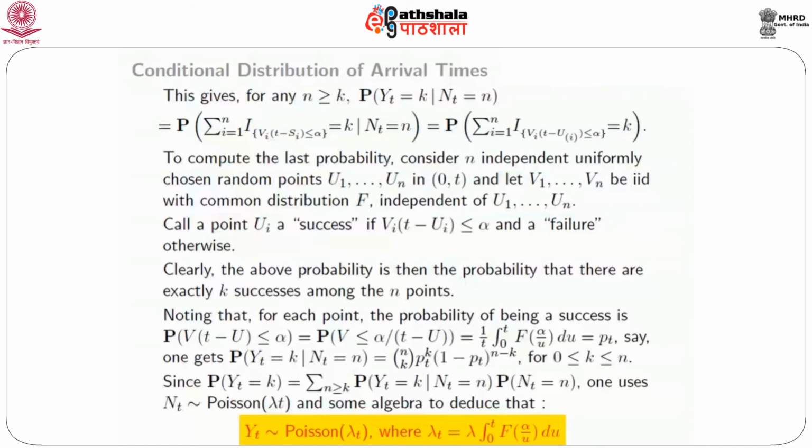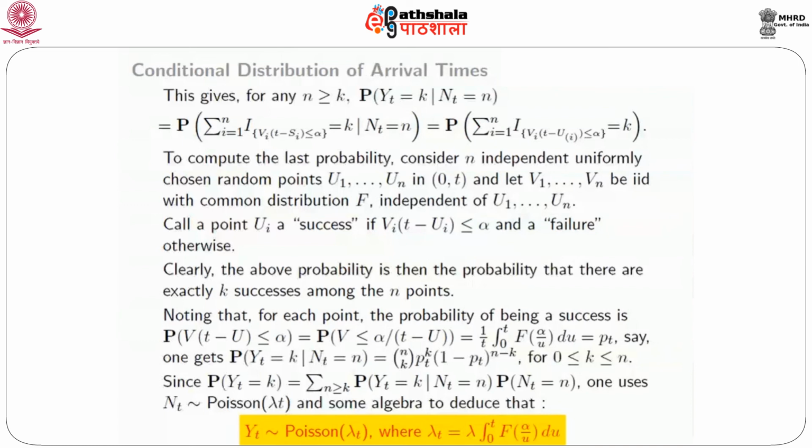Now note that for each point, the probability of being a success is, here I use generic notation, all the u_i's have the same distribution, all the v_i's have the same distribution, and the v_i's are independent of the u_i's. So this would be the probability that v into (t minus u) is less than or equal to alpha, which is the same as the probability that v is less than or equal to alpha over (t minus u). Now you can condition on u, which is uniform on 0 to t, and then the probability that v is less than or equal to alpha over (t minus u), given u equal to u, can simply be written in terms of the distribution function. But note that if u is uniform, then t minus u also is uniform. So we can replace t minus u by u. So you end up getting this probability to be equal to 1 over t integral 0 to t F of alpha over u du, and let's denote that number by p_t.